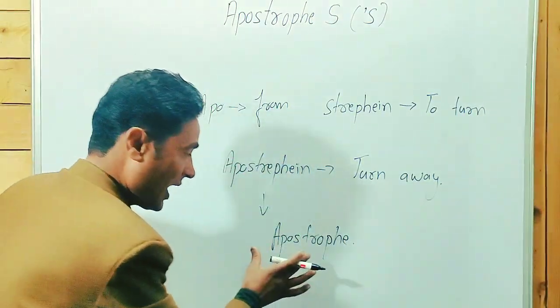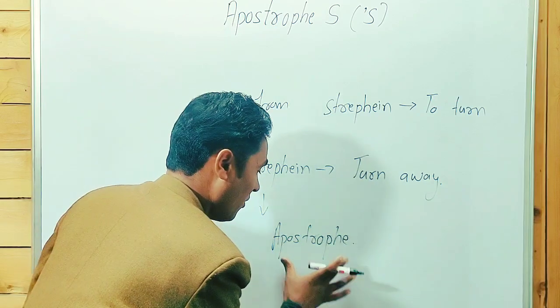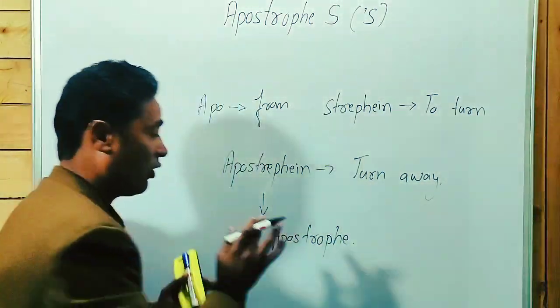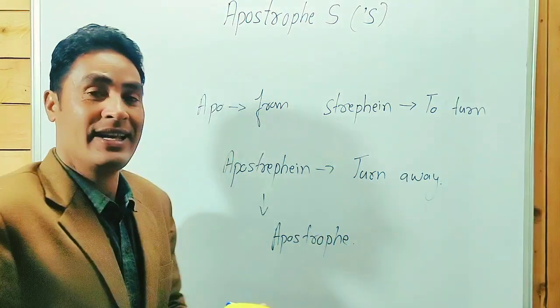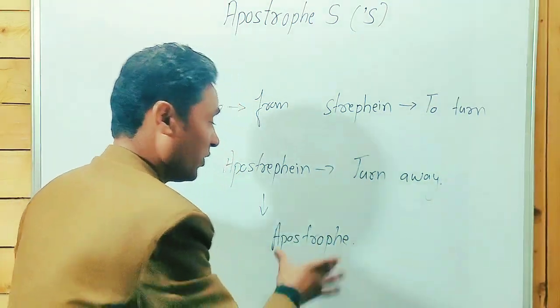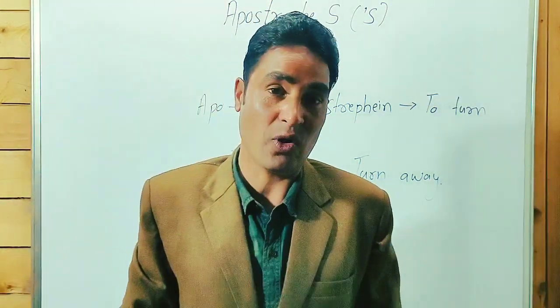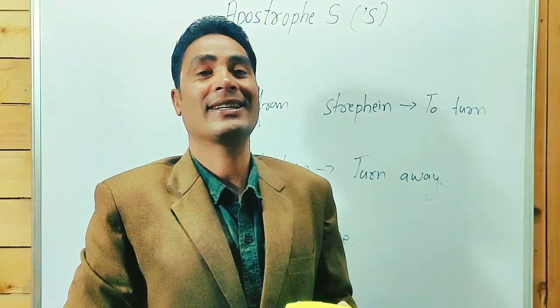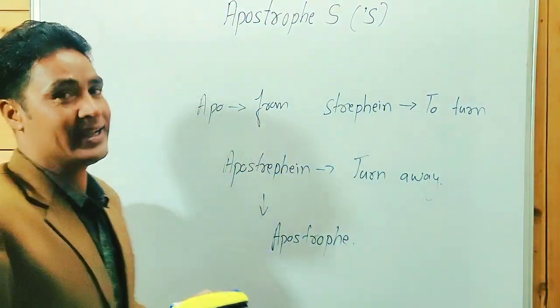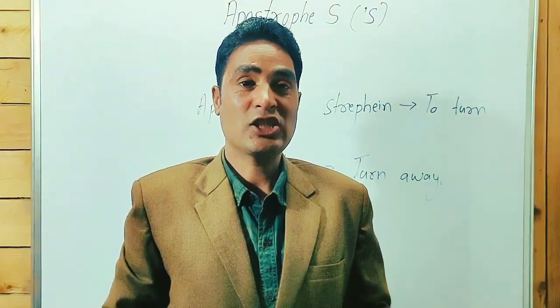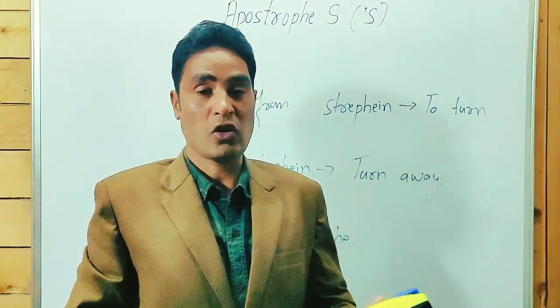Apostrophe. After that, it was formed in English. It was changed, apostrophe. Okay, apostrophe. It's an English word now, but the origin of this word is Greek. This word was taken from the Greek language. And today we will learn about apostrophe s.